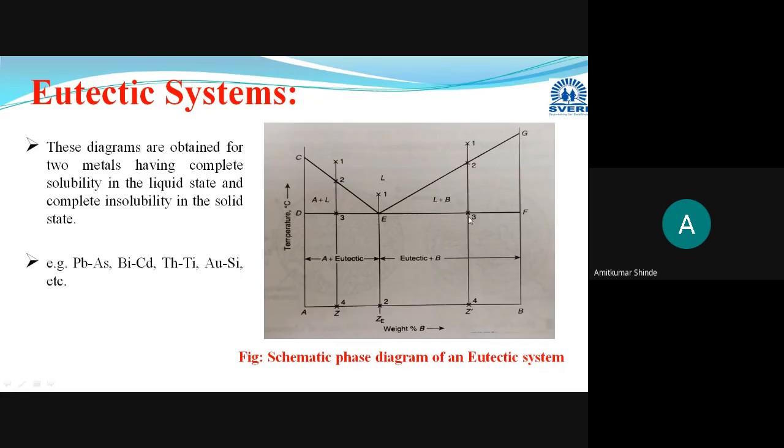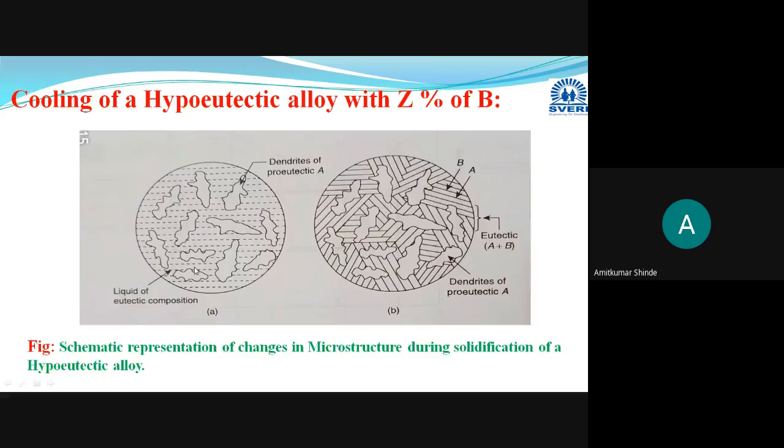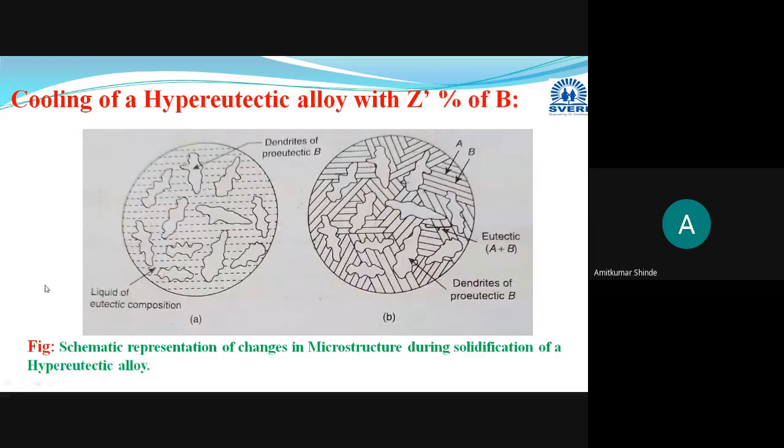Now throughout this region 3 to 4, only solid phase will be there, and you will have the mixture of element A and B, that is your eutectic mixture, and you will have that proeutectic B, which has already separated before point 3. Now these microstructural changes you can understand from this diagram also.